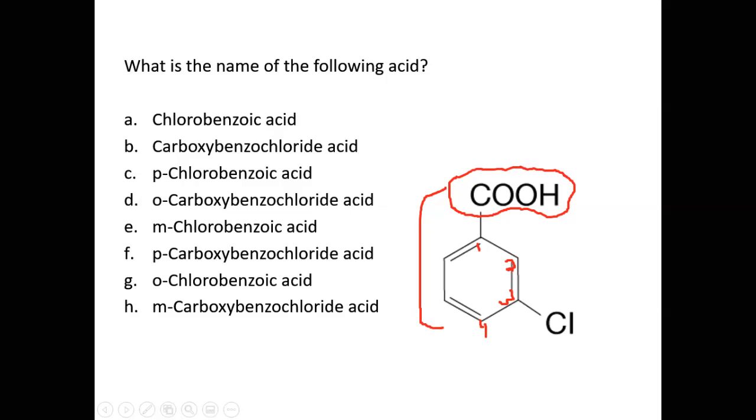So hopefully you make that note in your notes. Actually, carbon 1 is on the main group, and then 2 is ortho, 3 is meta, 4 is para. And 4 means it's 3 away from the main group. And so this would be meta-chloro benzoic acid.